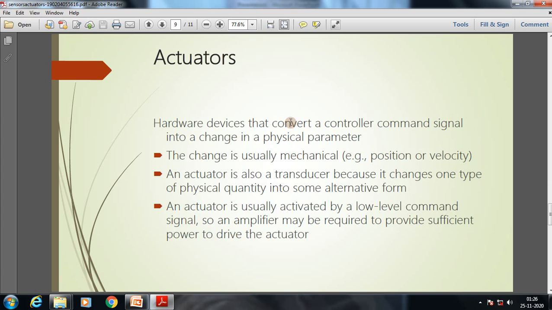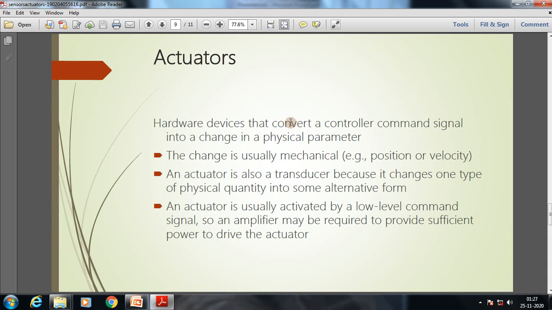Next are the actuators that we are going to discuss right now. Okay, so let's begin. Actuators are hardware devices that convert a controller command signal into a change in a physical parameter. That we have already discussed. Basically, it works like a sensor. The change is usually mechanical, positional or velocity. An actuator is also a transducer because it changes one type of physical quantity into some alternative form.